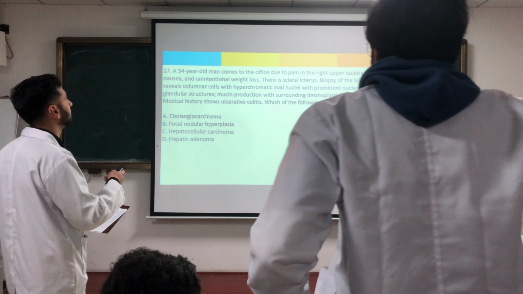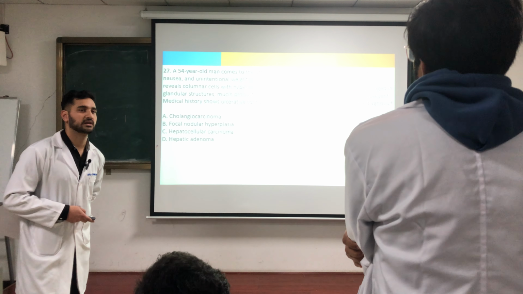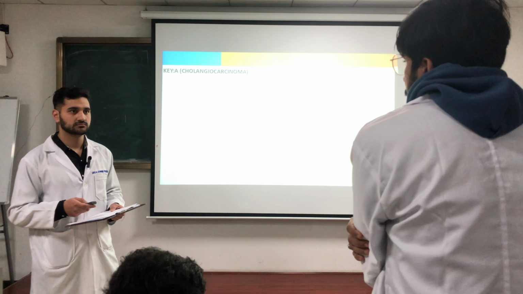Firstly, if you look at the constitutional symptoms here, we've got pain in the right upper quadrant, we've got nausea, we've got unintentional weight loss. Then if we come to the clinical findings, we've got scleral icterus, and if we go to the biopsy, we've got columnar cells with hyperchromatic oval nuclei with prominent nucleoli arranged in glandular structures. And the most important thing here is ulcerative colitis. So I will go for cholangiocarcinoma. My reason is that ulcerative colitis is highly associated with primary sclerosing cholangitis, and primary sclerosing cholangitis, if unchecked, can lead to cholangiocarcinoma. So that's why my answer is cholangiocarcinoma here.